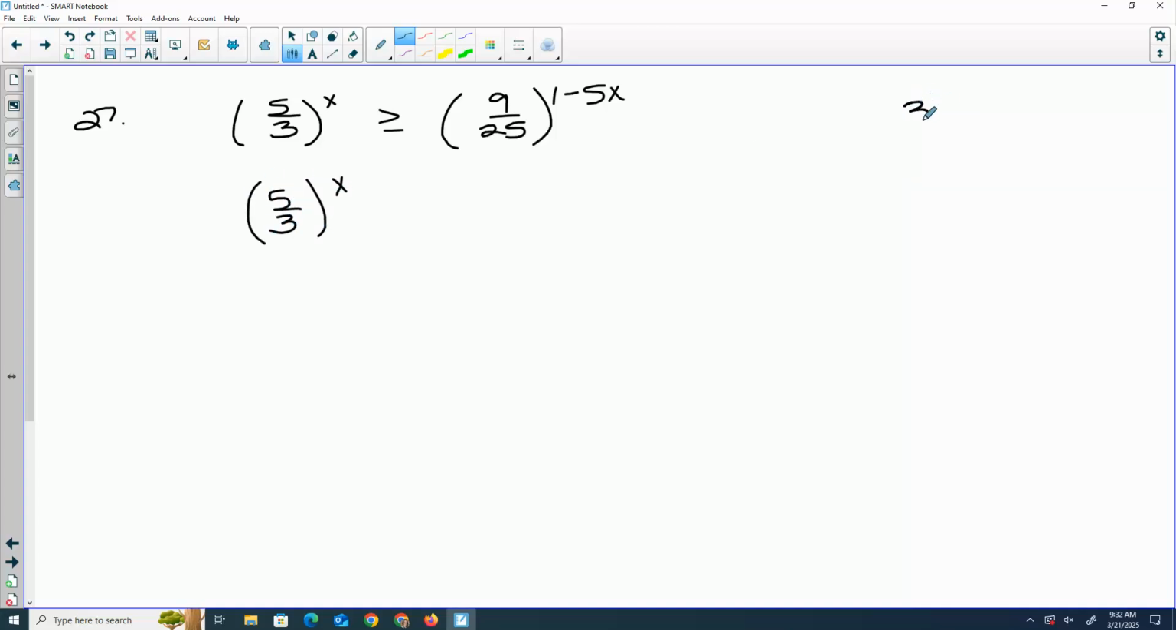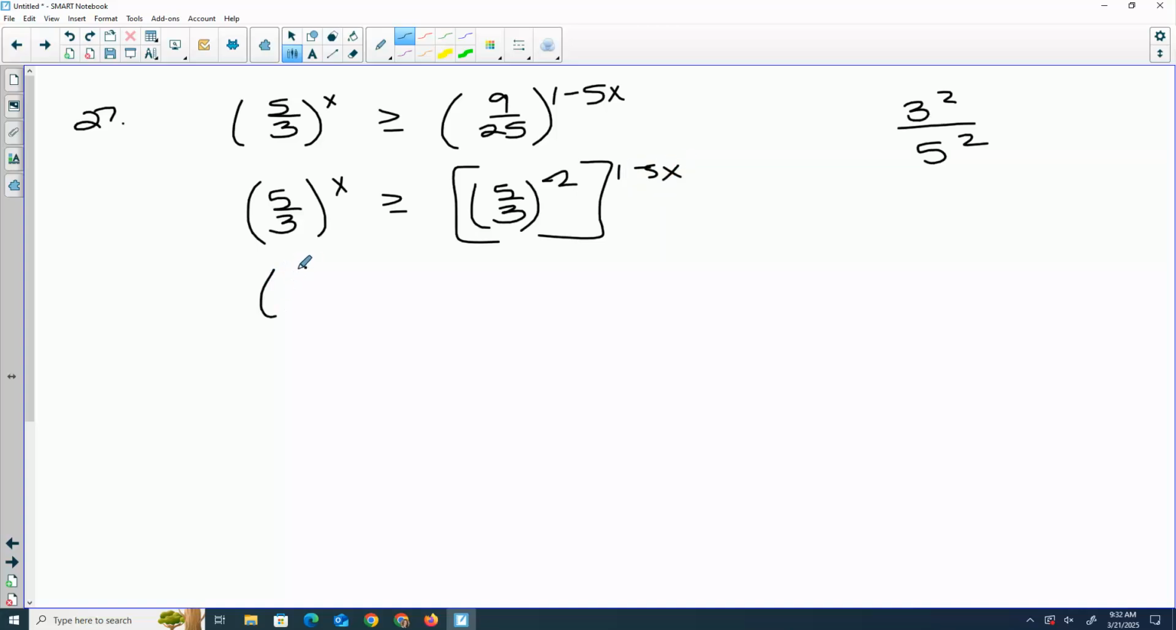I know that 9 is 3 squared and 25 is 5 squared. But if I need the 5 to be on top, that means it would be 5/3 to what power? -2. The negative would flip. 5/3 to the x. Multiply those exponents. So -2 times 1 is -2. -2 times -5x is positive 10x.